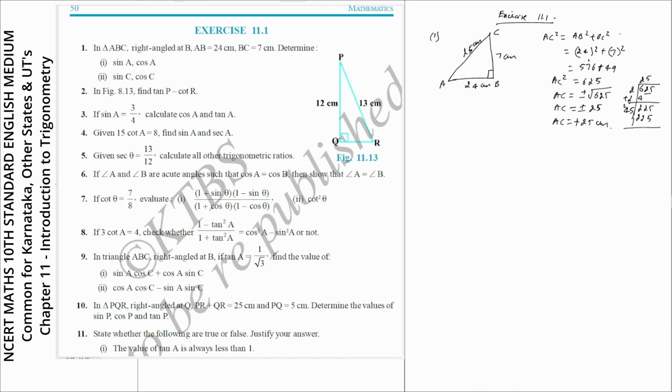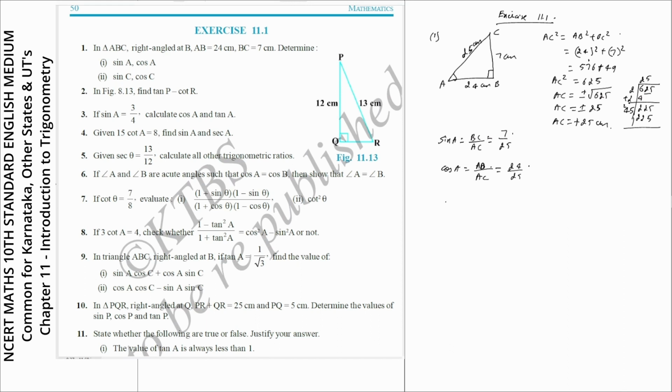25 centimeter. So now what is sin A? Sin A with respect to angle A, opposite side is BC by AC, so that is 7 by 25. And what is cos A? Cos A is adjacent side with respect to angle A, adjacent side is AB and hypotenuse is AC. So this is equal to 24 by 25.